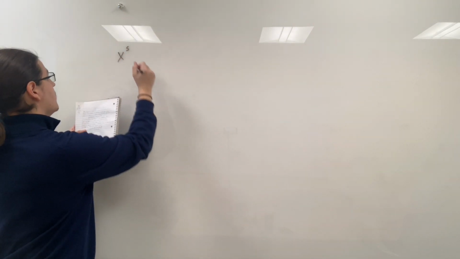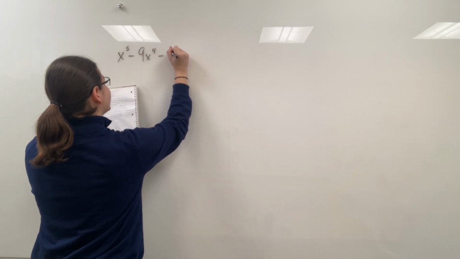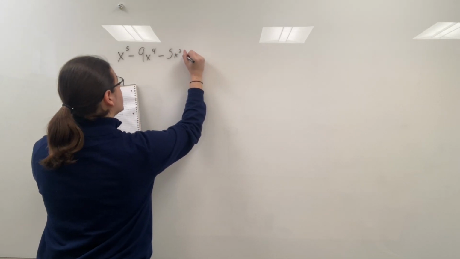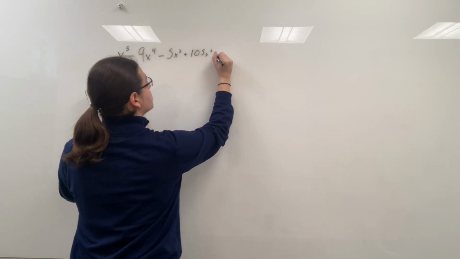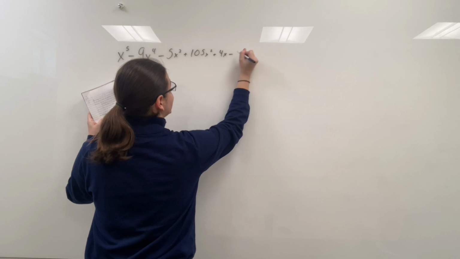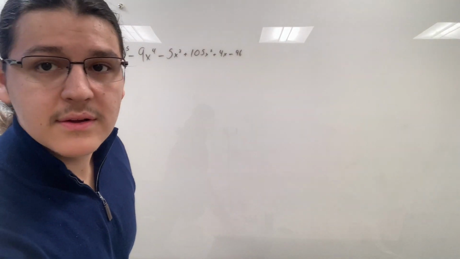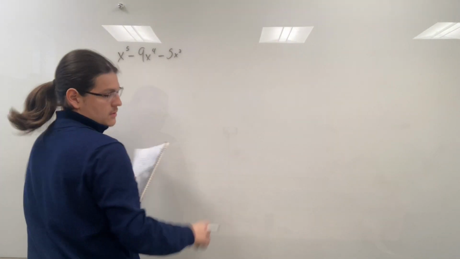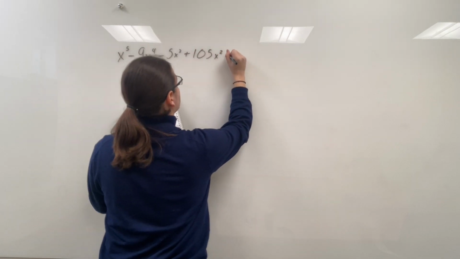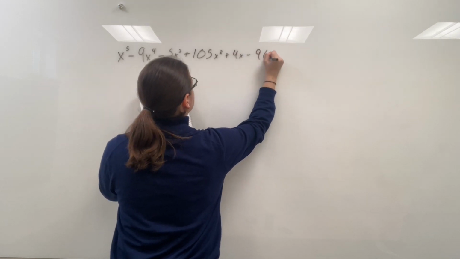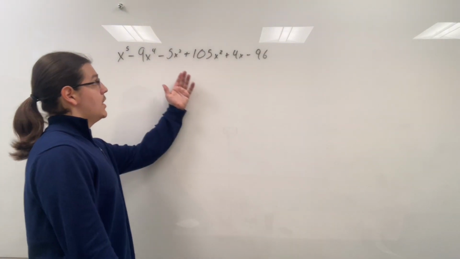x to the 5th power minus 9x to the 4th minus 5x cubed plus 105x squared plus 4x minus 96. Can you even see that? Yeah, it's very small. There we go. Okay. Now, if I asked you to solve that normally, without long division, you'd be like, dude, what?